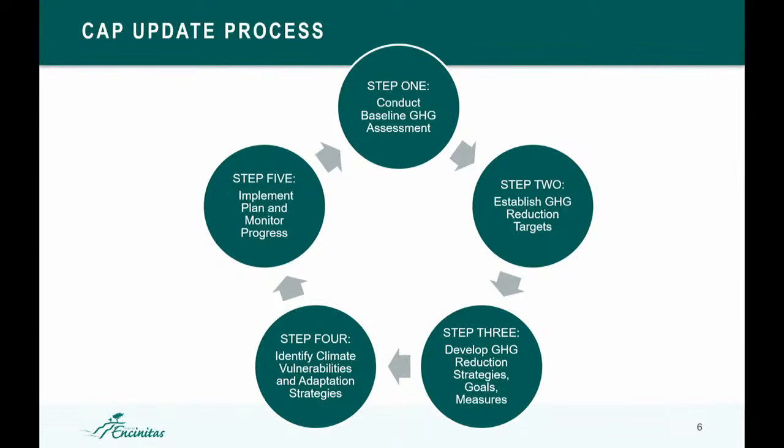Step 4 is to identify climate vulnerabilities and adaptation strategies that the city would utilize in the future when potential climate change impacts are being observed and impacting the city. And then step 5 is, once the plan is adopted, to implement the plan and then monitor progress towards reducing emissions.